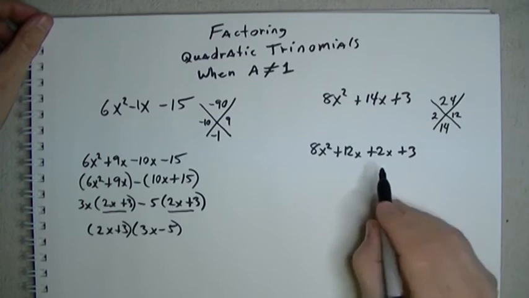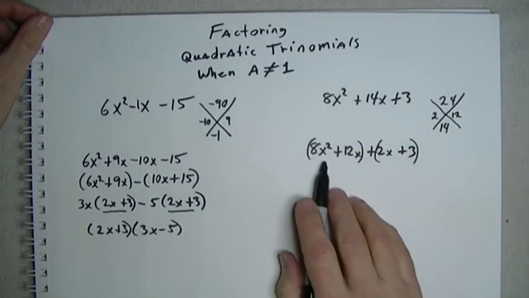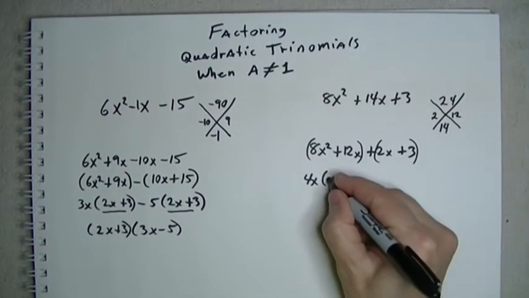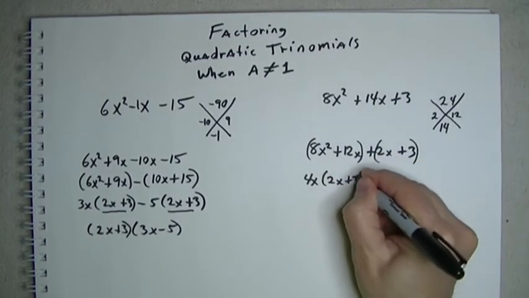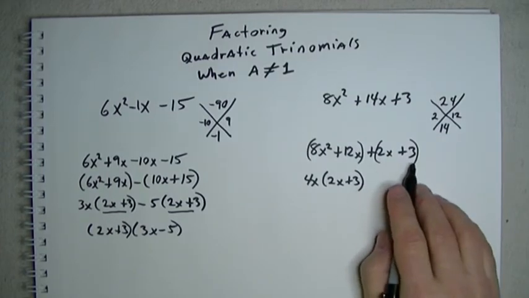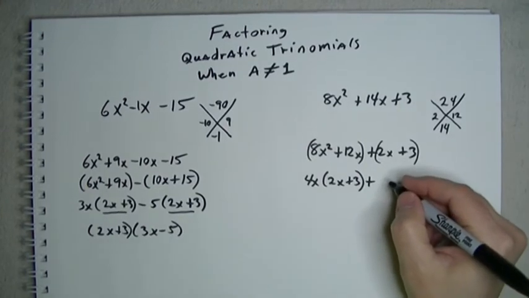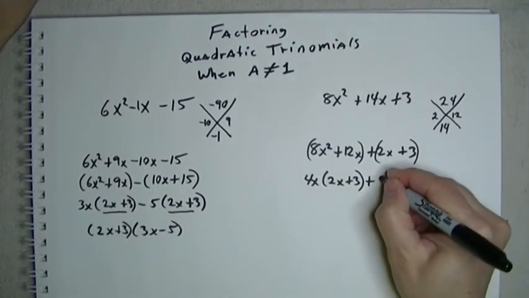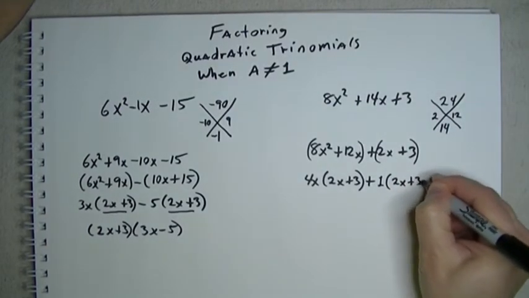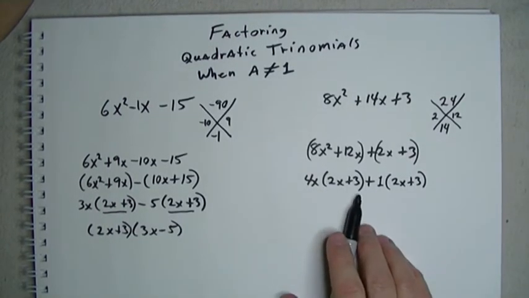And this groups up really easy because I got a plus in between. I can group those. Here I can easily factor out a 4x. And that leaves 2x plus 3. Over here I've already got a 2x plus 3, and I can't factor anything out of it. But remember that there's really a 1 that I'm multiplying times anything that I've got. It can always be thought of as being multiplied by 1. So now I've got a 4x, a plus 1.